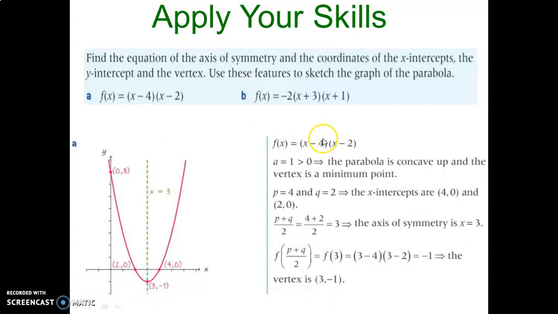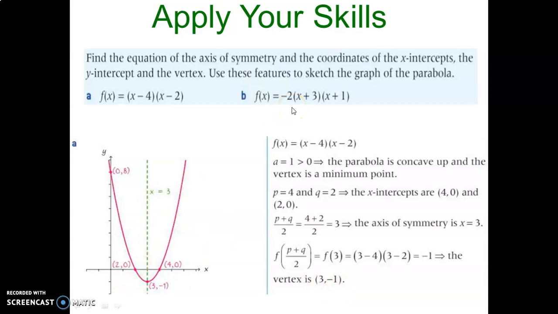All right, so in A, A is 1 right here. So that means it's a concave up parabola. The vertex will be a minimum. We used our P and Q values. P is 4, Q is 2. Remember, they're the opposite of what you see. When you set this equals 0 and solve each of those, they become the opposite. So we have those two values, and it tells us the x-intercepts at 2, 0 and 4, 0. And our vertex is exactly halfway. Remember, we add them up, divide by 2. We find out the vertex has an x value of 3, which is the average of the x-intercepts. And then we take our 3, put it back in the function, and we get our y value. So we now have the whole vertex 3, -1. Okay, so there's that one.